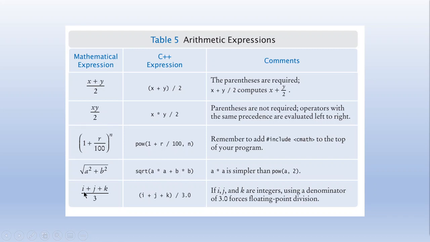And also, if we have a series of integers that are declared as variables, such as i, j, and k, and we use a denominator such as 3.0 to divide the sum of these i, j, and k variables, we will get a floating point division from the result.